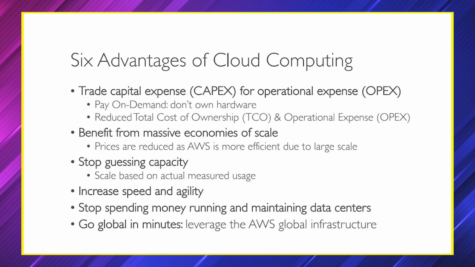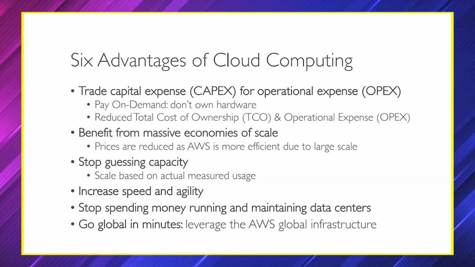The prices are reduced as AWS is more efficient due to large scale. As more and more people come into cloud technologies, they will use different technologies and different hardware, and the hardware is also getting cheaper day by day. That is why you can also benefit from massive economies of scale. And you can stop guessing capacity. You can scale based on actual measured usage, and whatever you use, you pay only for that.